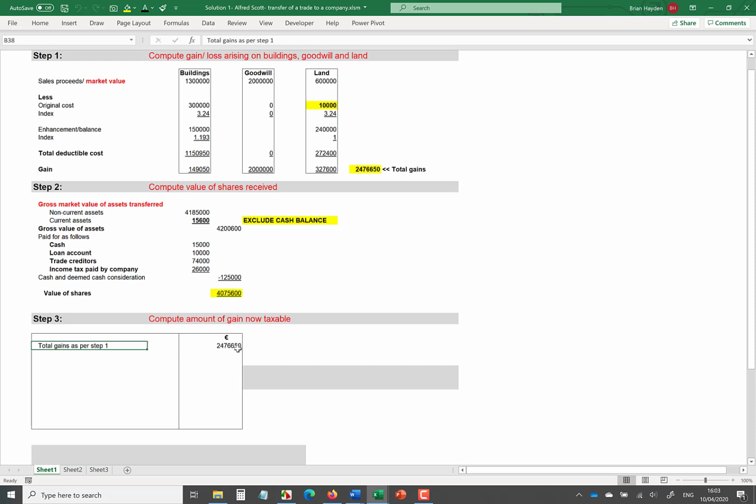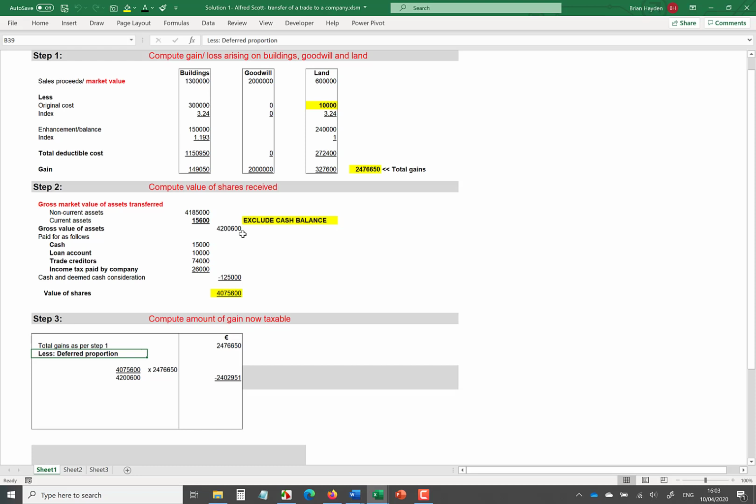So now we're going to see how much of the gain is now actually taxable. So the total gains were, as indicated there, from step 1, and then we can see how much is deferred. So it's the value of the shares divided by the gross assets. Okay, the gross assets value up here.